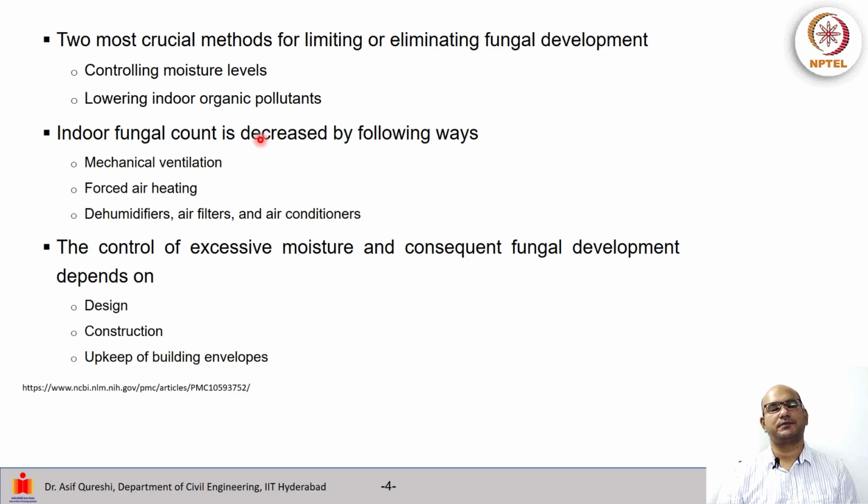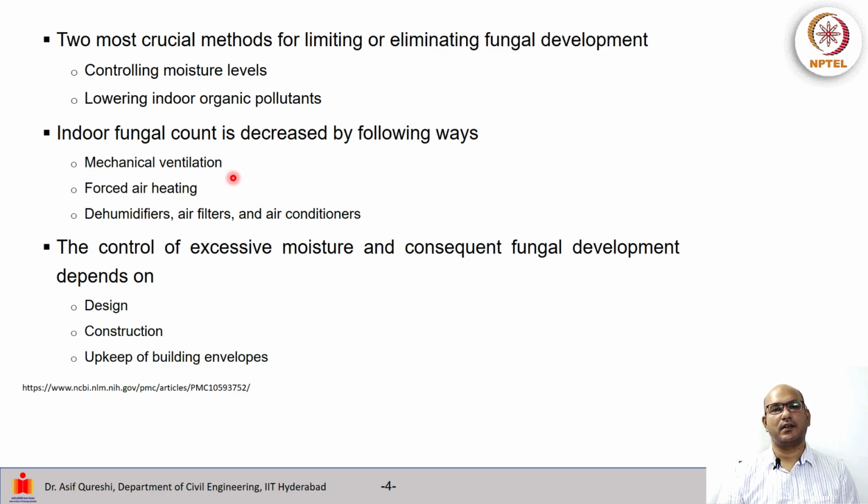The fungal count can therefore be decreased, for example, by having mechanical ventilation. So as with the chemical pollutants, if we provide more ventilation, we can allow for the flushing of the indoor air, and therefore the fungus will be able to be flushed out and the air inside will be replaced by the cleaner air. So in this way the fungal count can be decreased.